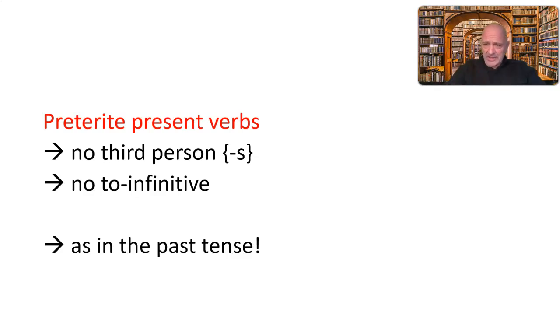So we still have past tense forms. May, don't say he mays. Must, don't say he musts. Past tense forms, and they have a present tense meaning. So it's not only the S that is missing, they don't have an infinitive. To can, to may doesn't exist. To must, something like this. And of course, this is true for the past tense as well.